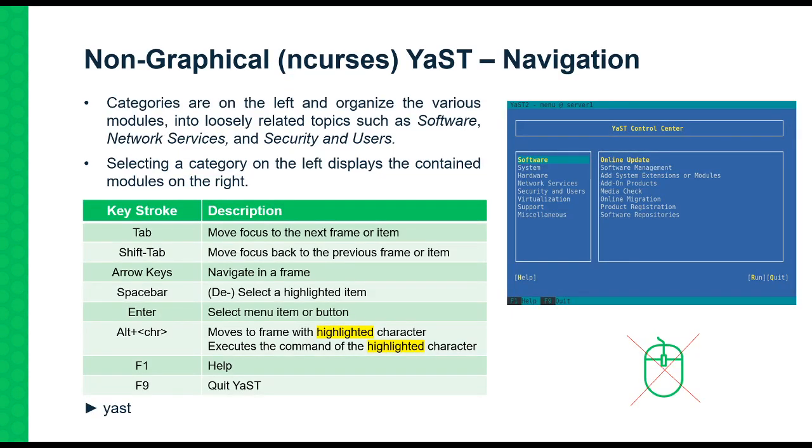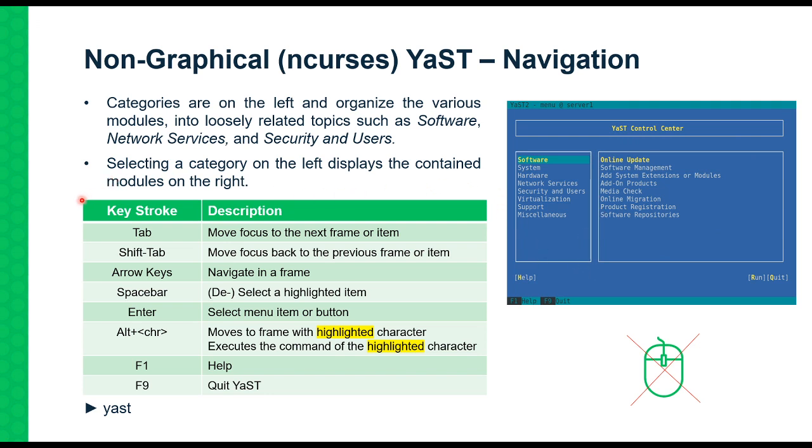To navigate YaST, we first need to understand the layout of YaST. The categories are on the left and are organized in various modules, so into loosely separated topics such as software, network services, security, system, virtualization. All of those topics are here on our left-hand side. When we select a category on the left, it displays the contained modules on the right. So here are all our modules that we can run.